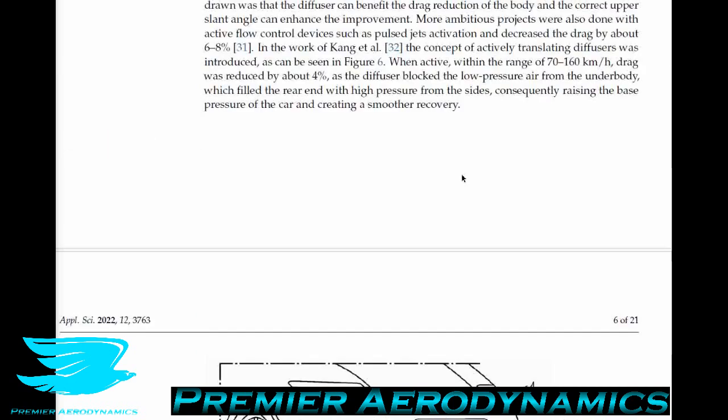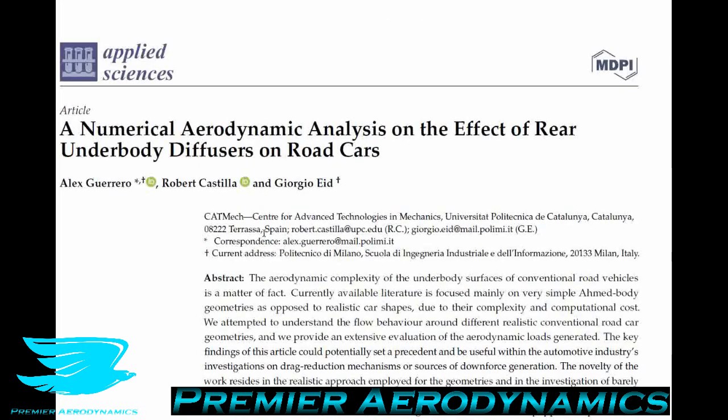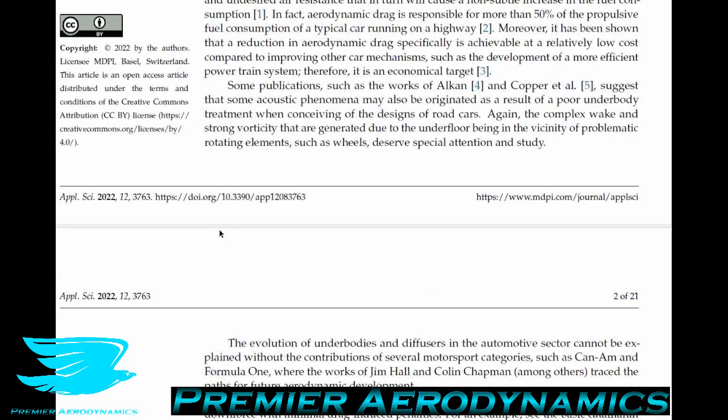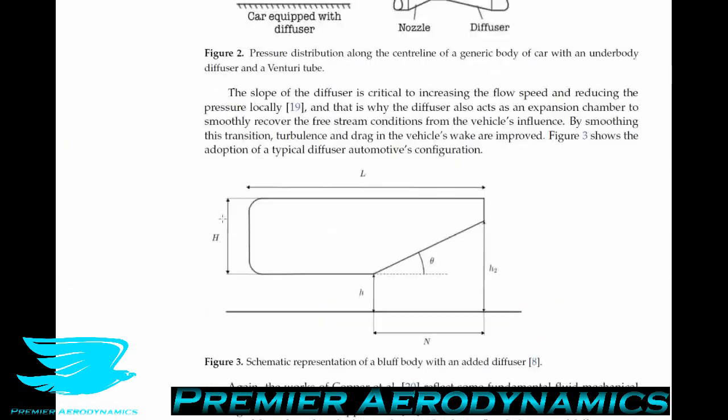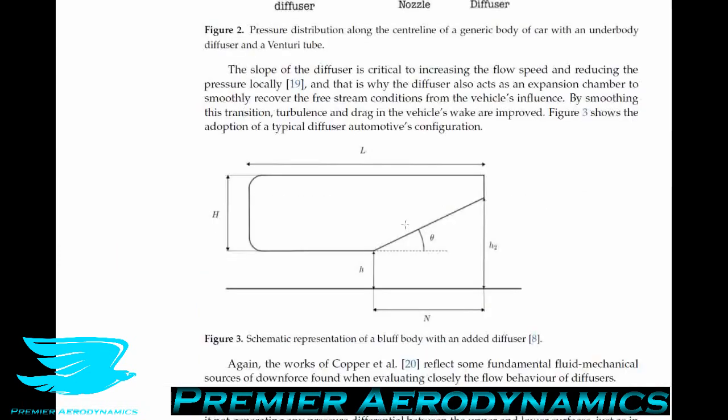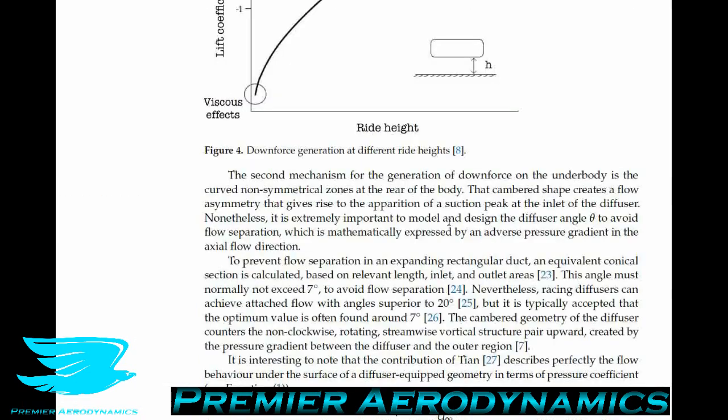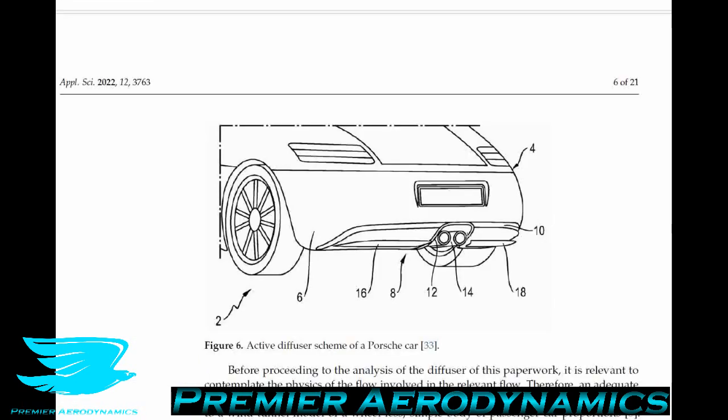And to do that, we're going to be looking at a paper called A Numerical Aerodynamic Analysis on the Effect of Rear Underbody Diffusers on Road Cars, and you can find this in the link in the description. So the diffuser is located at the back of the car in the underbody section. We have a picture here of a Porsche down here a little bit. We have an idealized body here, for example, but also a Porsche, and we can see the diffuser here.